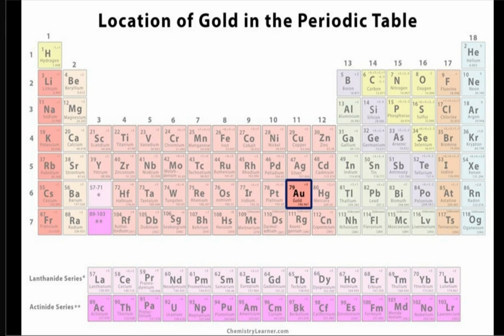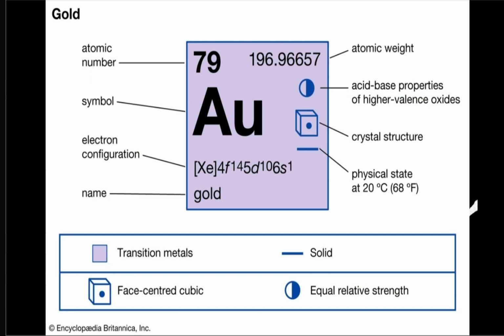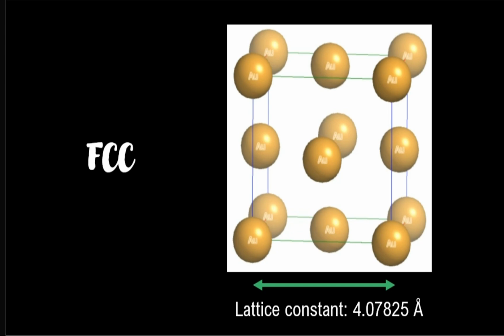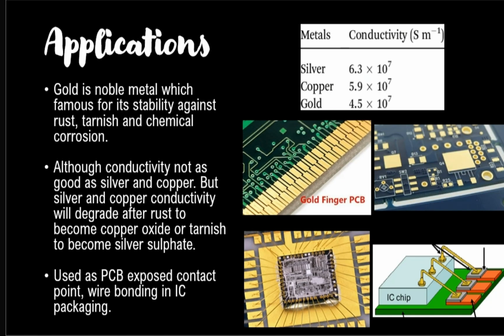So gold is located in group 11, the same group as copper and silver, and it is located in period 6. Its atomic number is 79 and it is solid at room temperature. It is a transition metal. It is also face-centered cubic (FCC). It has a lattice constant of 4.07825 angstrom.